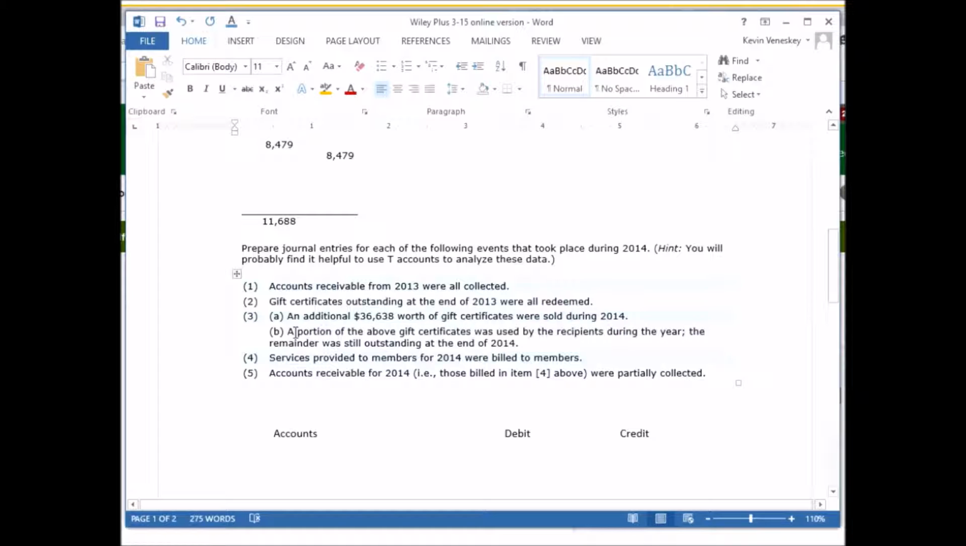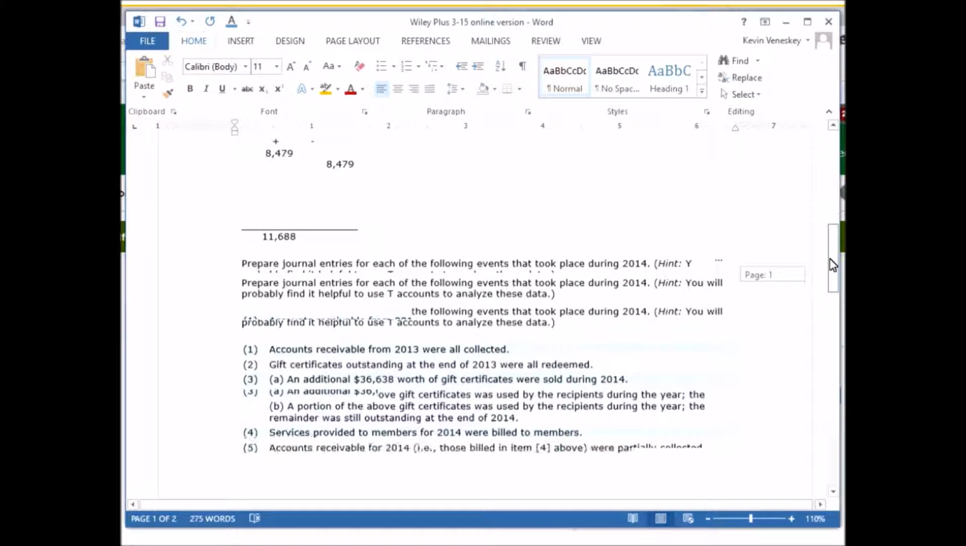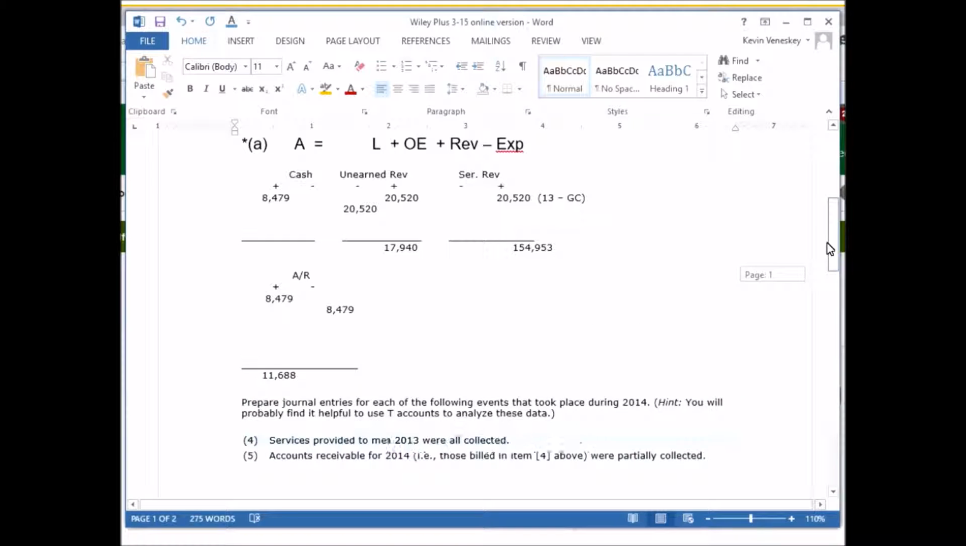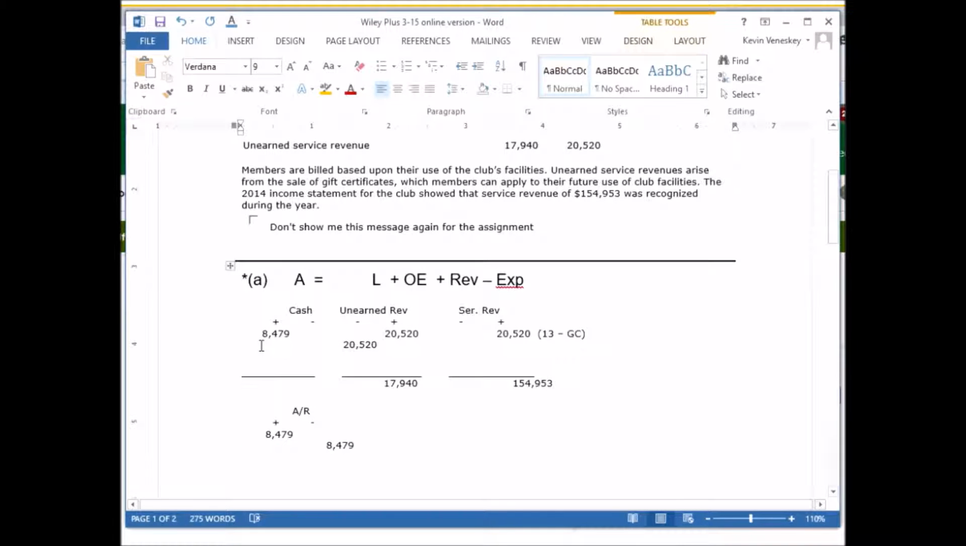Number 3A isn't too hard either. It's when we get to 3B and 4 that are the hardest. 3A, an additional $36,638 of gift certificates were sold this year. So I need to ask myself the question, what did the business get if we sold gift certificates? Well, we got cash of $36,638.